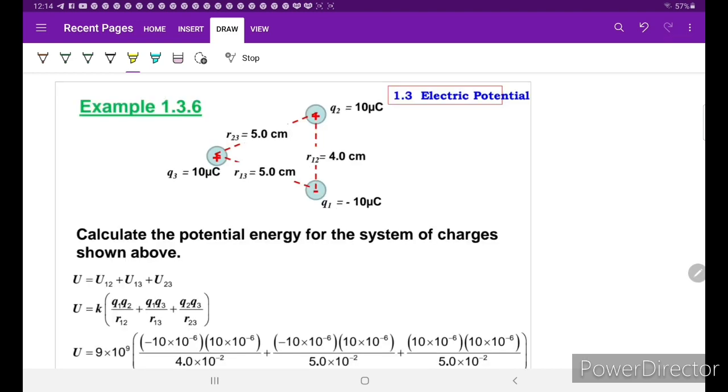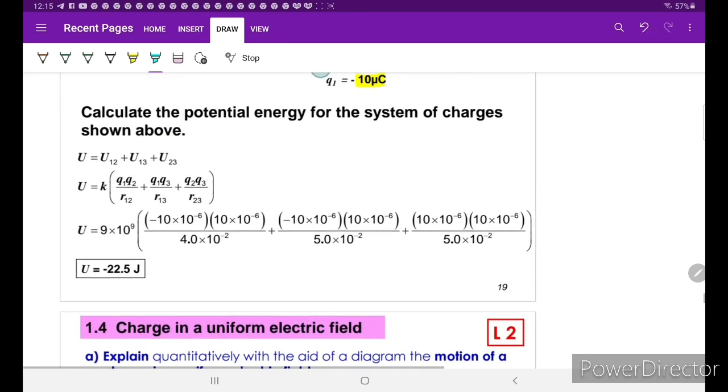This is an example. Example 1.3.6. We have 3 charges: Q1, which is negative 10 microcoulomb, Q2, which is 10 microcoulomb, and Q3 also 10 microcoulomb. The distance between Q1 and Q2 is 4 cm, which we label as R12. The distance between Q2 and Q3 is 5 cm, and the distance between Q3 and Q1 is 5 cm also.